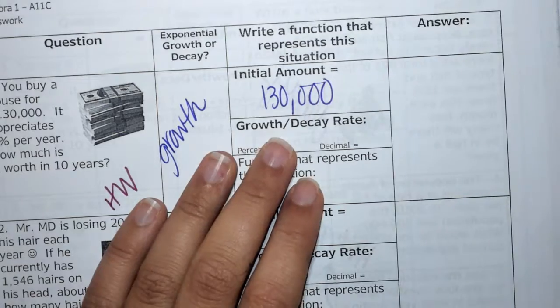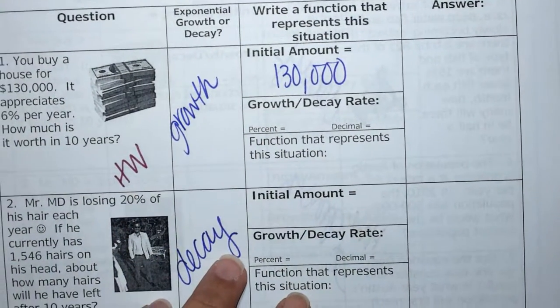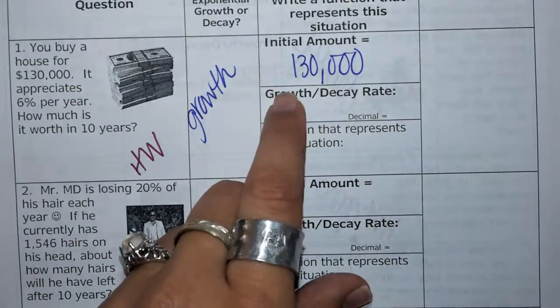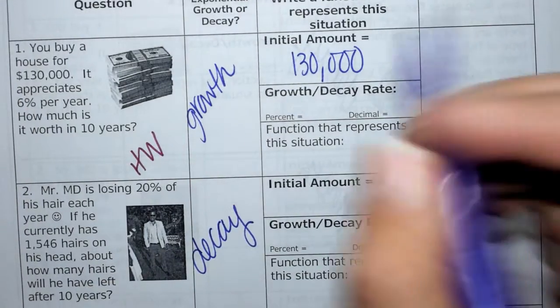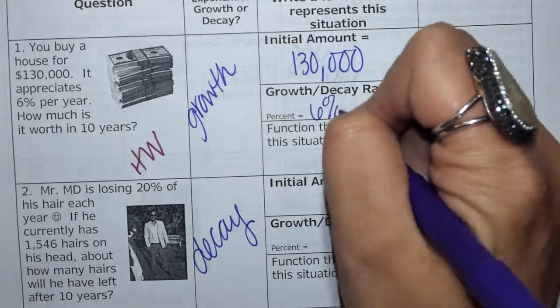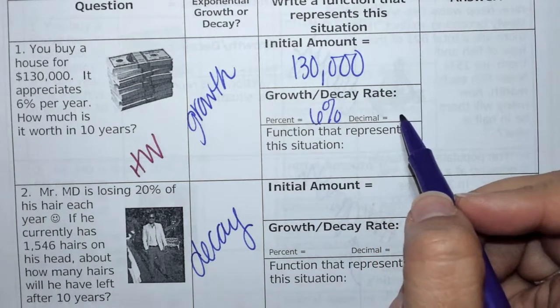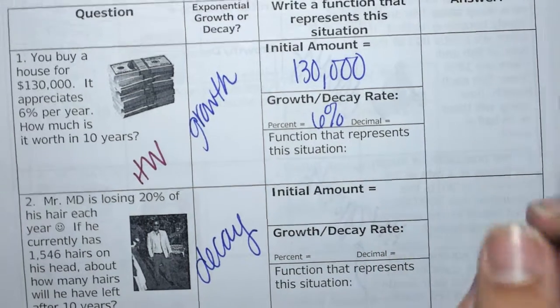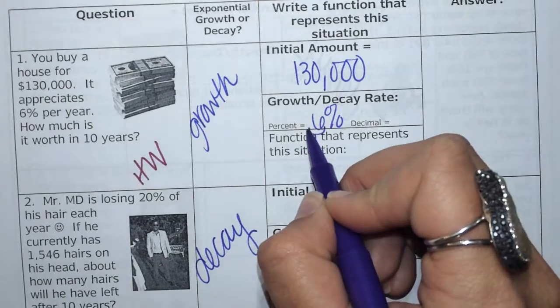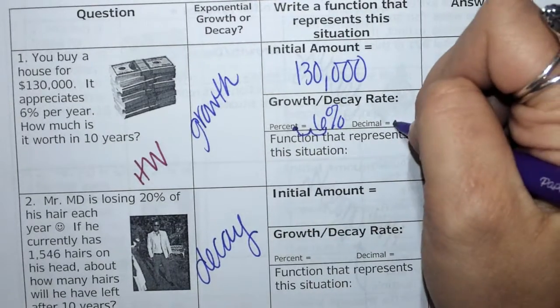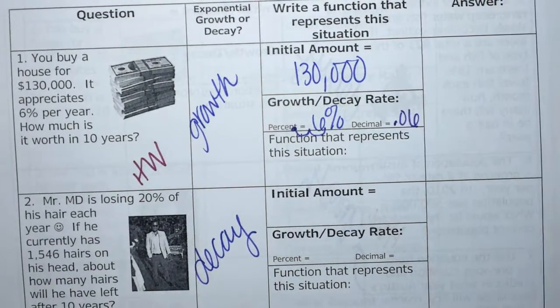130,000. Yep. Alright, so what's our growth rate? What percent does it increase? 6%. And wait, we're not done. We need to turn that into a decimal. So how many decimal places do we move it? 2 to the left. So that becomes 0.06.